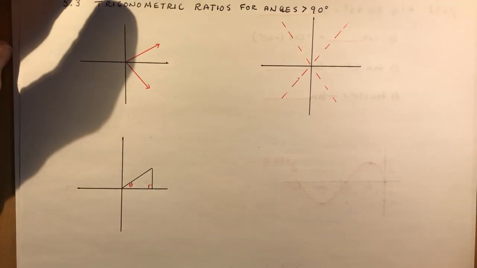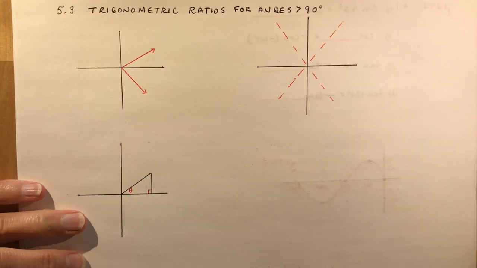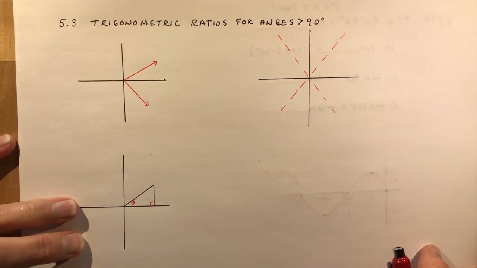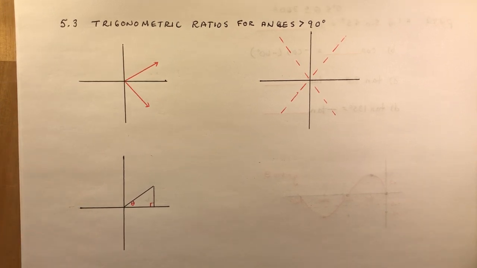Trigonometric ratios for angles greater than 90 degrees. Now, this lesson is really, really important as you start into working with angles and trig ratios. So make sure that you go through this a couple of times to make sure that you get really solid with the fundamentals of it.